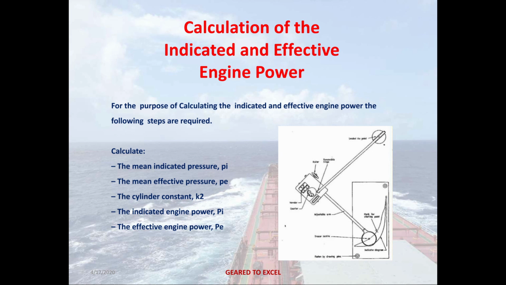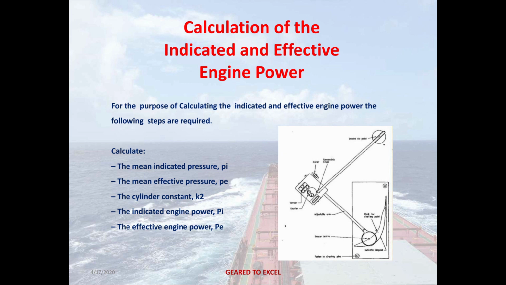Calculation of the indicated and effective engine power. For the purpose of calculating the indicated and effective engine power, the following steps are required. Calculate the mean indicated pressure PI, the mean effective pressure PE, the cylinder constant K2, the indicated engine power PI, the effective engine power PE.